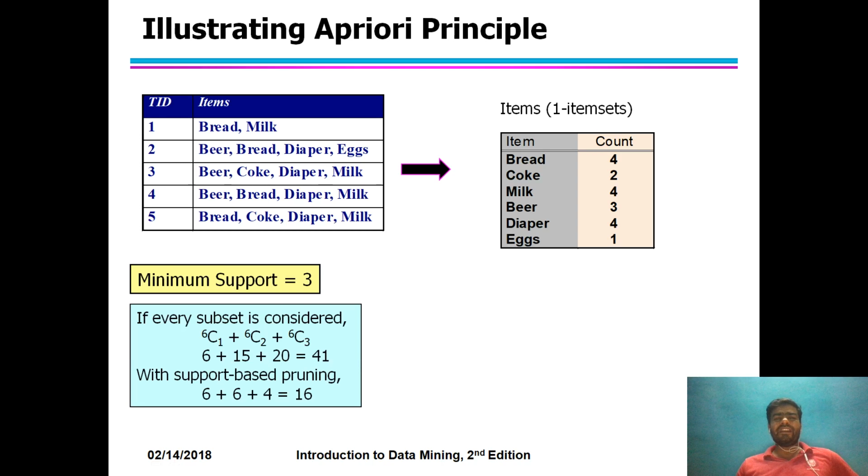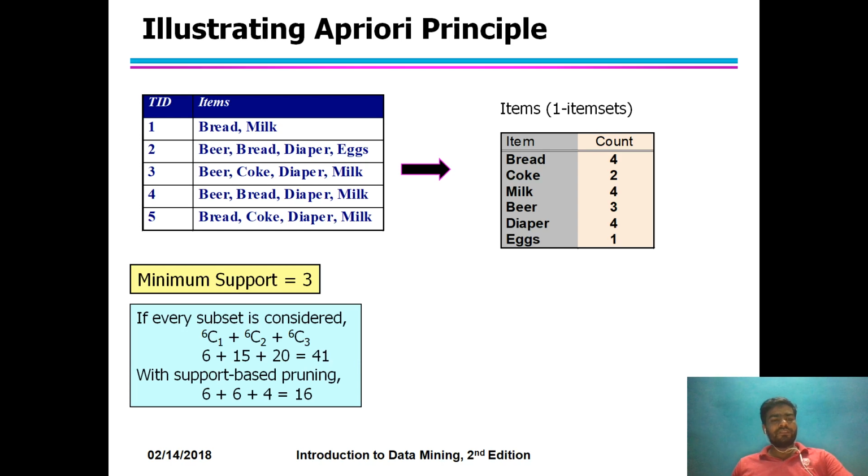So, illustrating the a priori principle, again the same market basket transactions with TID 1 to 5, with bread, milk, diaper, eggs, and so on. Now let us take minimum support equal to 3. What is this minimum support equal to 3? In 5 transactions, an item should appear at least 3 times.